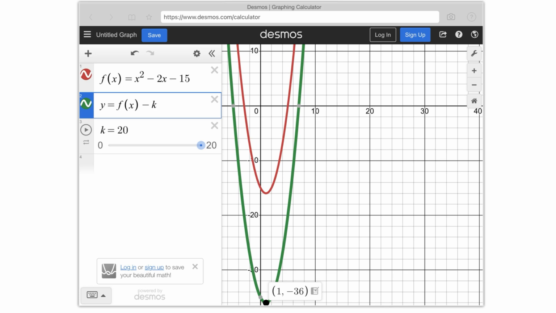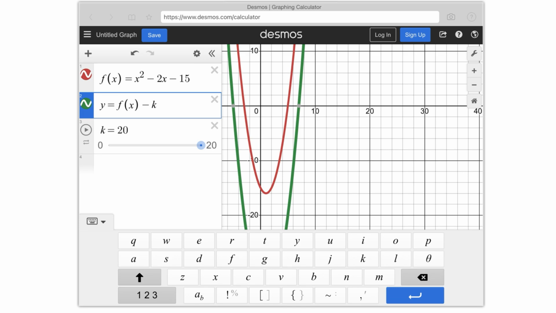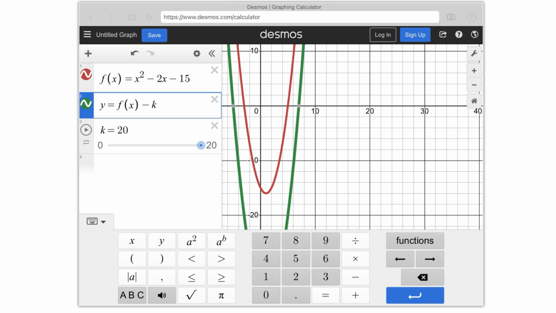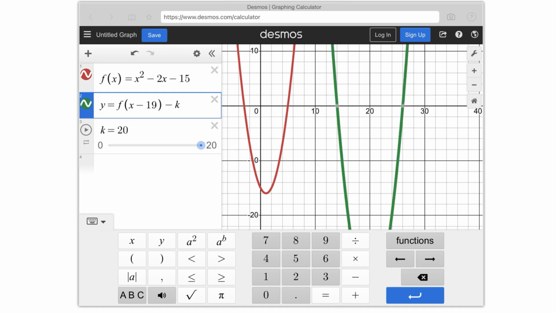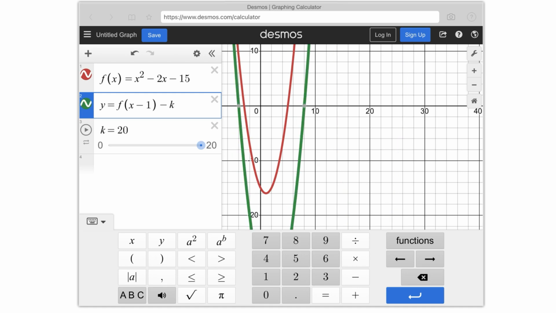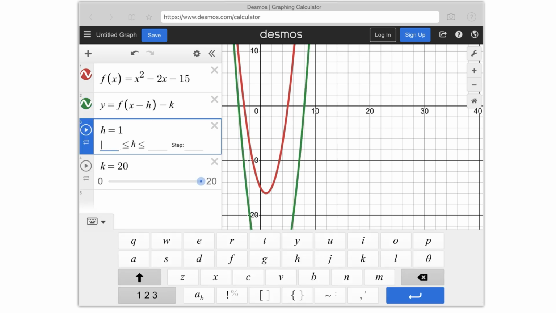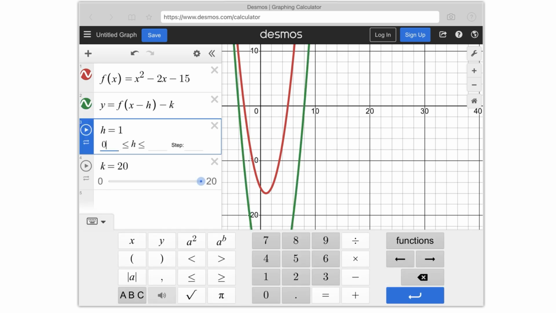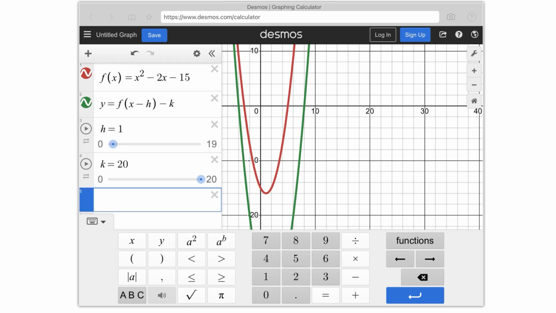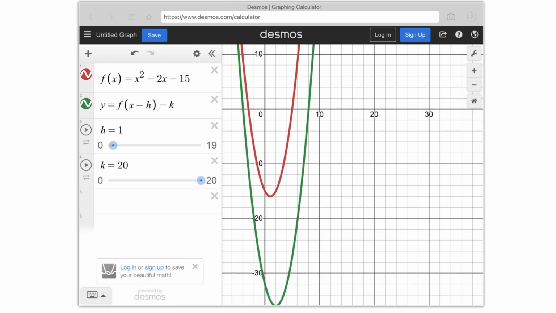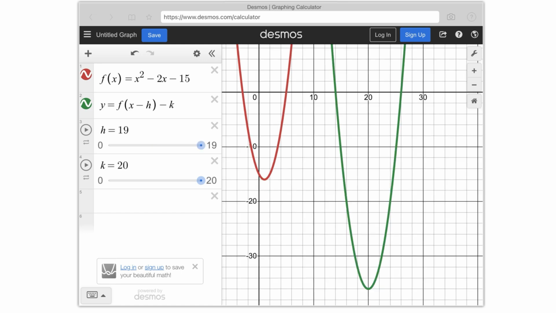Okay, well, let's move it to the right. Well, we know that when we're doing things inside the x, it's always opposite. So it's going to be minus 19. In other words, let's do minus and let's put an h in here. And we want h to be 19 because we're going to move it 19 to the right. So now we can use this slider here and we can take the graph and move it 19 to the right. There's our graph at 20 and negative 36.